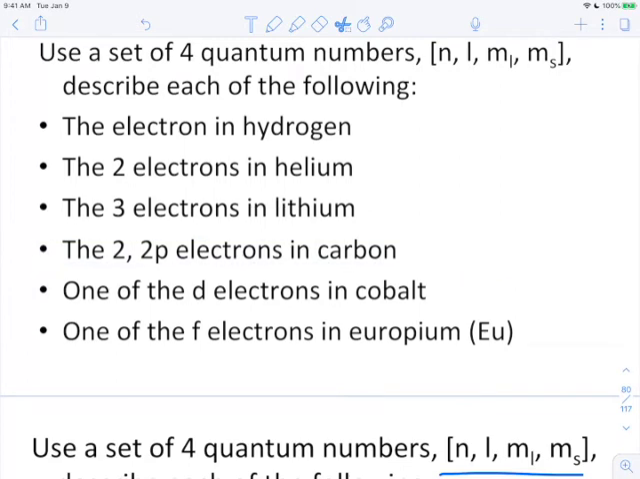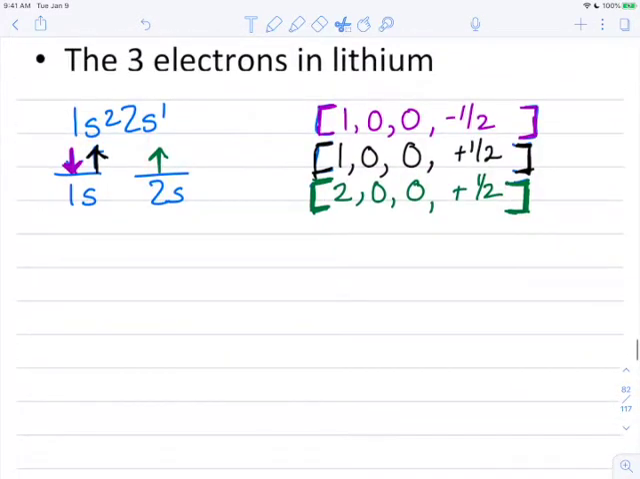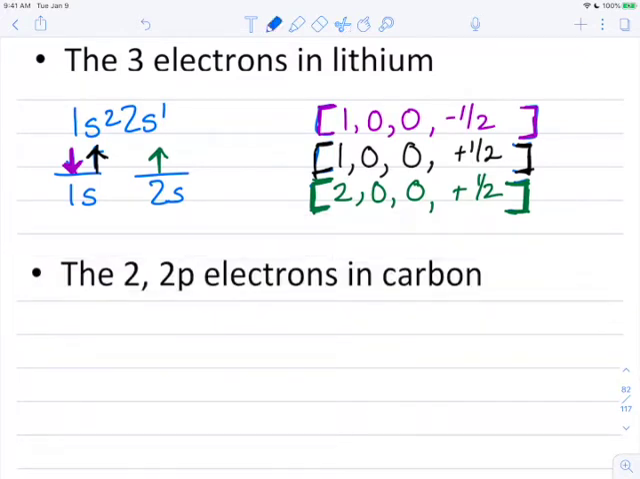Next up, it says that we're looking at the 2p electrons in carbon. So here, I'm specifying which electrons I want to look at. So most of our elements have a lot of electrons in there, and so I usually won't ask you to do all of them. I'll usually specify which ones I want. So make sure you're looking for that in the question. So here, the 2p electrons in carbon.